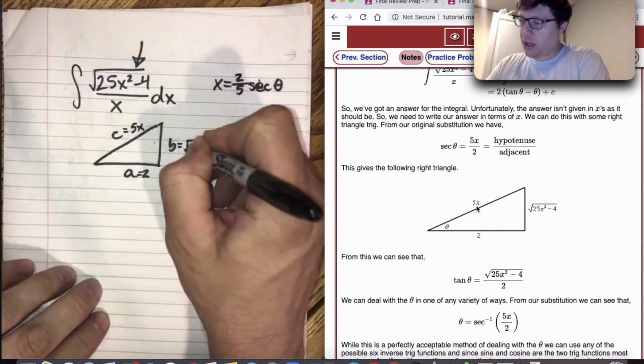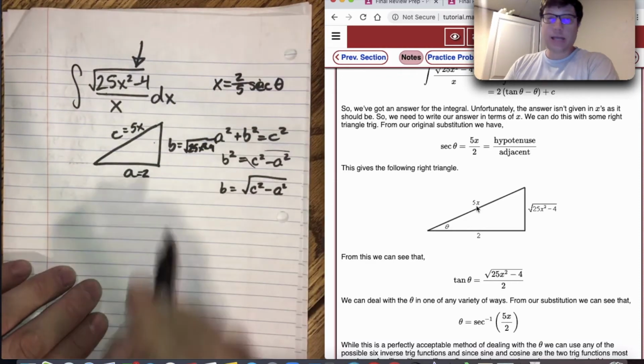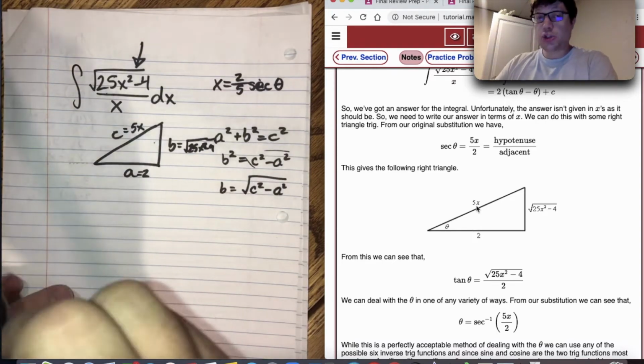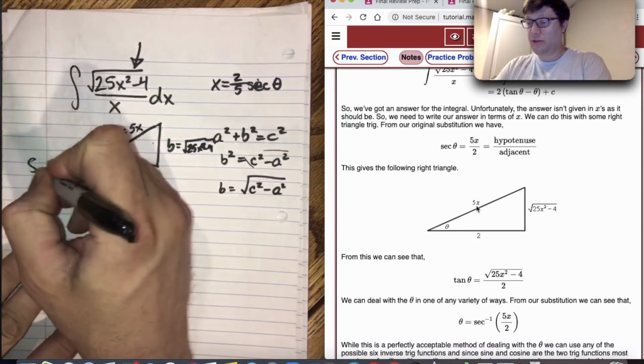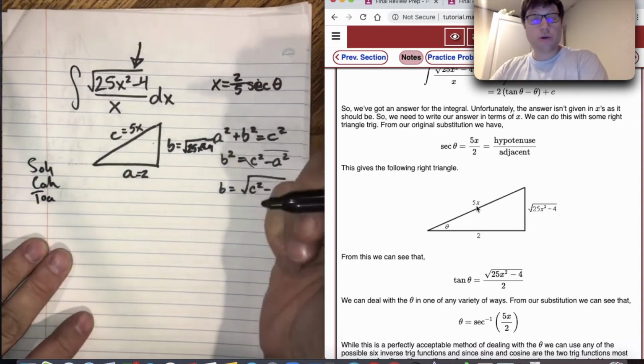That means that we can have the square root of 25x squared minus 4. That's really muddled with a Sharpie, but that's going to be the opposite side. So we have this relationship of 3 sides of a triangle. SOHCAHTOA, love it, also lets us have CHOSHA-COW.